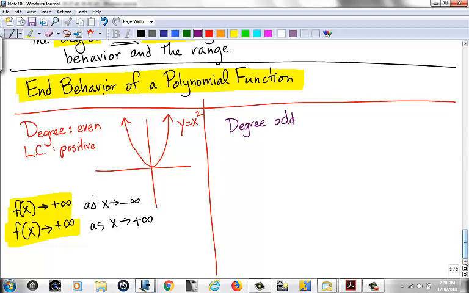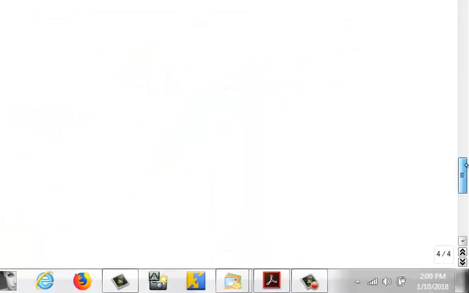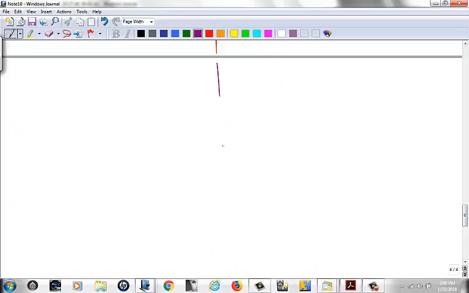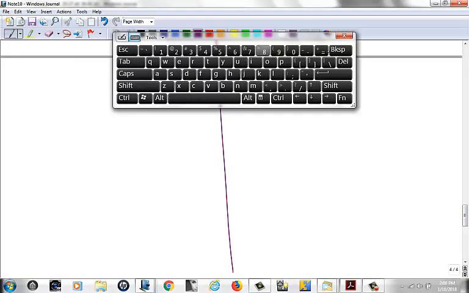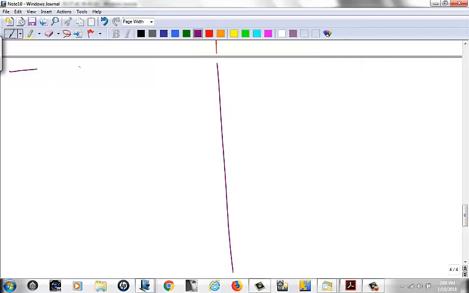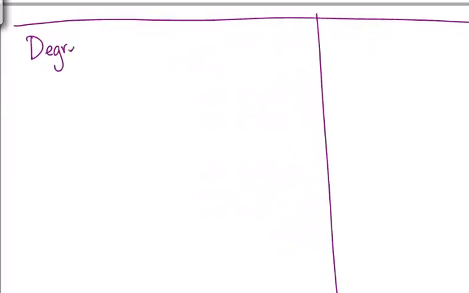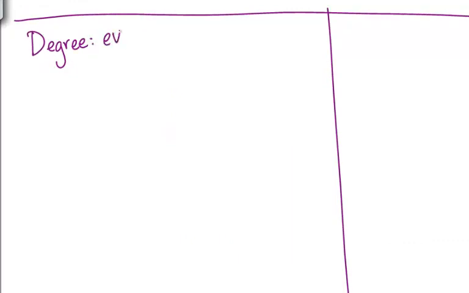Wait. Let's go down. Leave a space there. Okay, let's go down. Separate this. We'll go the other way. Go down here. Let's do degree even. Still even, like 2, 4, 6.